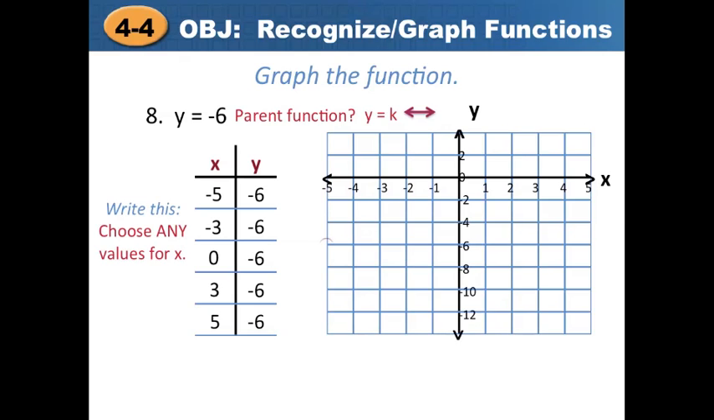Now graph this table on your graph paper. Notice as you're plotting your points, they will start forming a horizontal line. The horizontal line is at y equals -6.